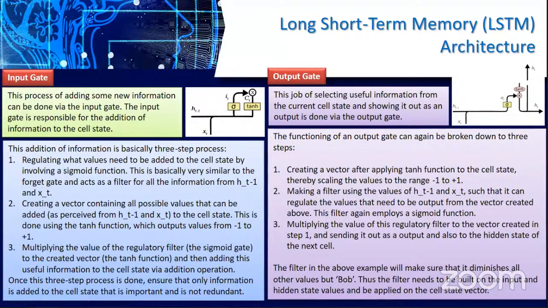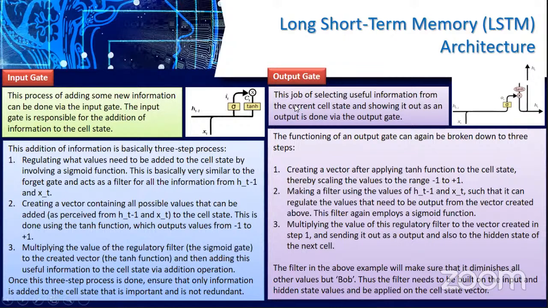It will take two inputs, as you can see here, x suffix t minus 1 and x suffix t, right? It will create a vector with all possible values ranging from -1 to +1. Now, when you multiply the value with the useful information that you have, then you will be able to get a resultant value here, right? This is about the input gate.